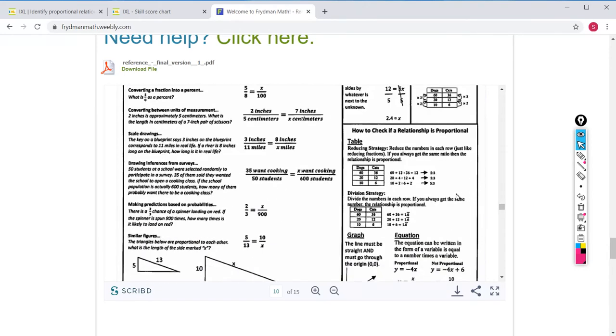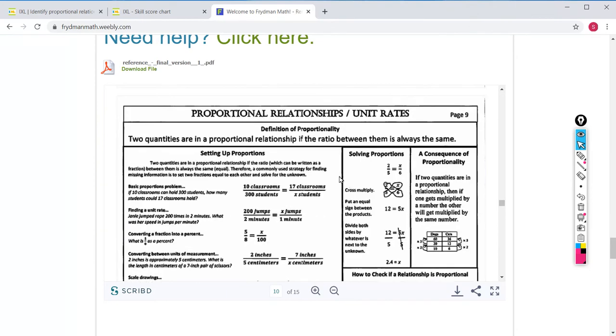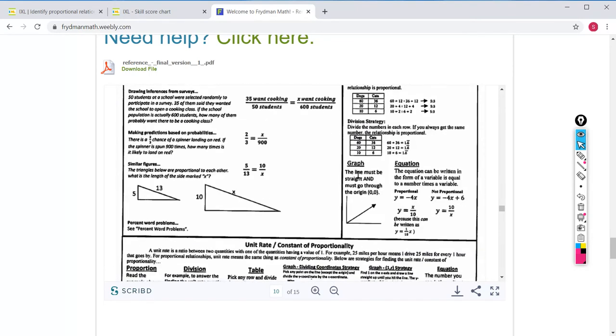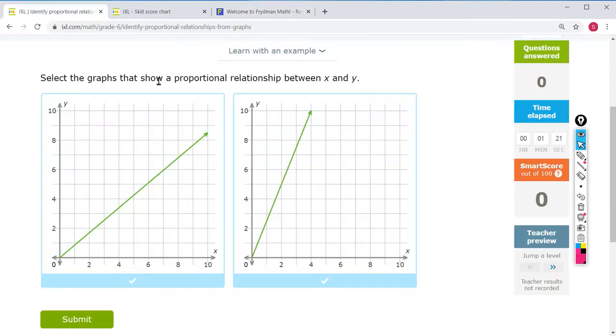Now, for this exercise, we're going to want to know how to check if a relationship is proportional, meaning how to check to make sure that it satisfies this definition here. And for a graph, the way that you do that is you just make sure that the line is straight and that it goes through the origin 0, 0, which is this corner point right over here. So that's it. The line must be straight and must go through the origin 0, 0. Okay, so with that in mind, let's go back to IXL over here.